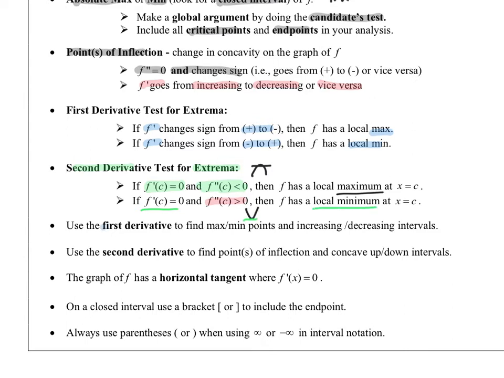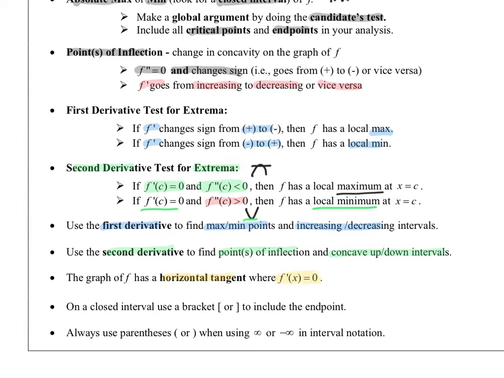In general, the first derivative is going to give away information about max, min points, increasing and decreasing intervals. And the second derivative will reveal information about points of inflection and concavity. This word horizontal tangent shows up a lot. All that means is it's where the slope is 0. So f prime is our slope of f. We want that to equal 0.